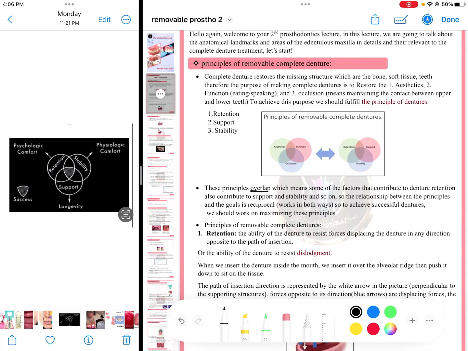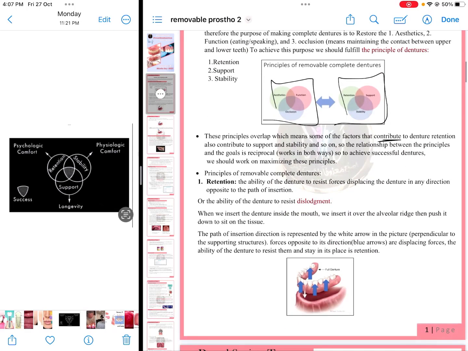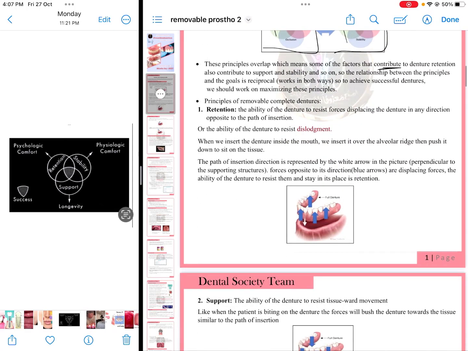So this principle overlap, which means one factor that contributes, for example, to retention, also contributes to support, stability إلى آخره. Okay, now also they overlap. Also you have to know that the relation between the principles and the purposes or the goals is reciprocal. It's يعني it works on either side, in both ways. So in order to achieve a successful denture it has to fulfill these purposes and also it has to fulfill these principles. تمام.